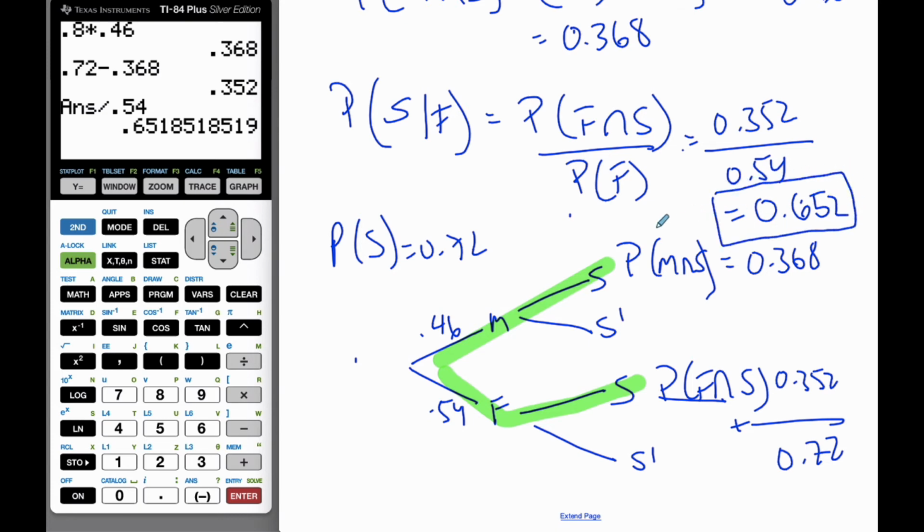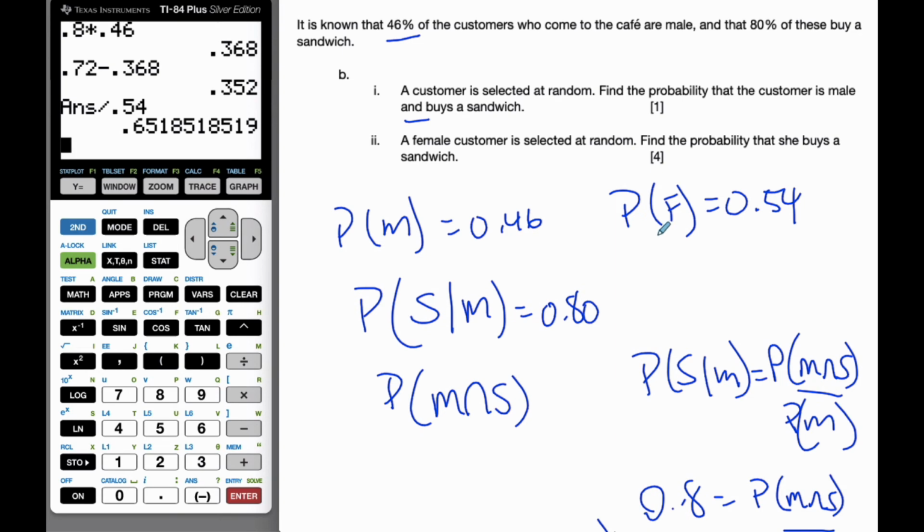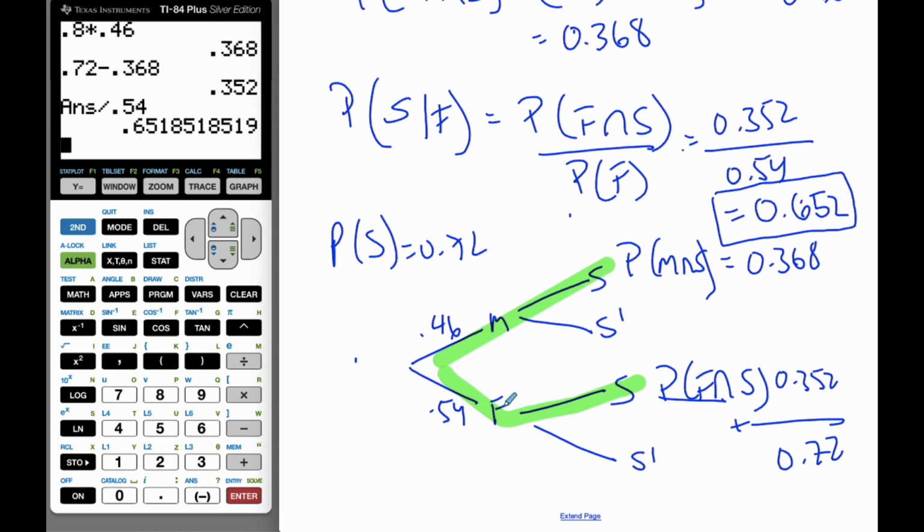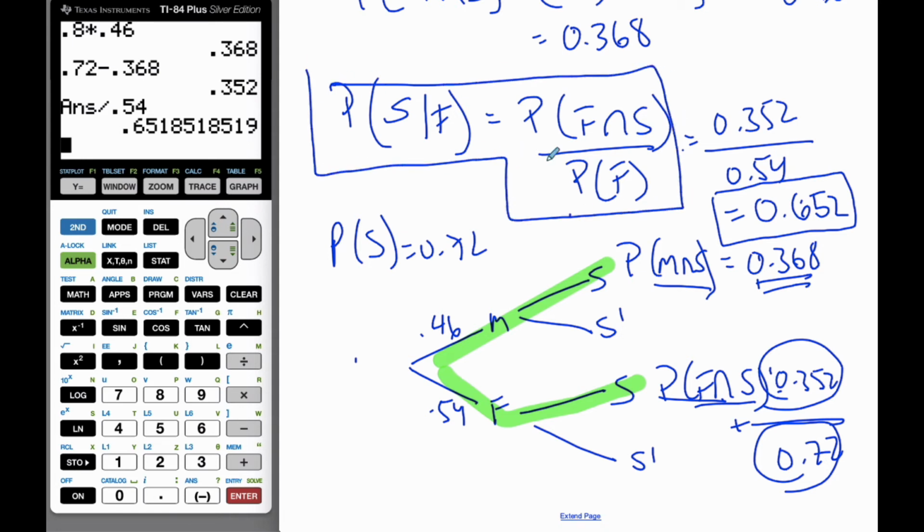So there's a lot of pieces to put together in this problem. We have to recognize that getting sandwiches can be males and sandwiches and females and sandwiches, and together they have to add up to the total number of sandwiches. Because we have the one, we can then go and find the other. Using our formula for conditional probability, we can see that we've come up with the correct probability.